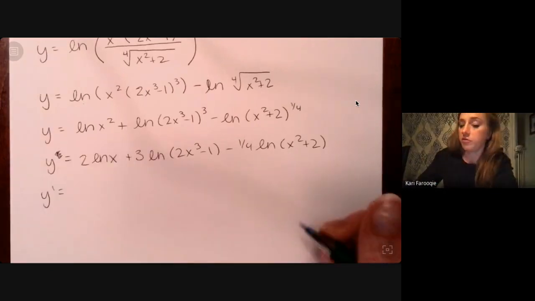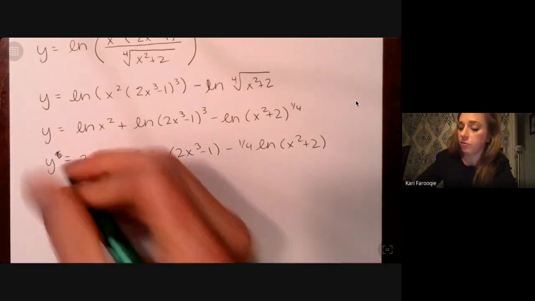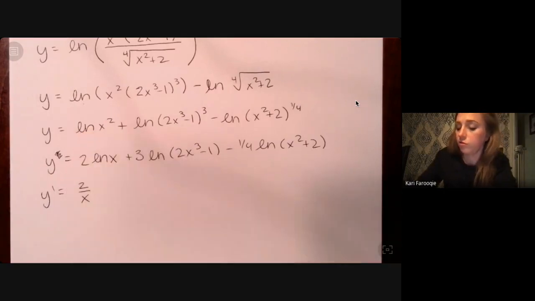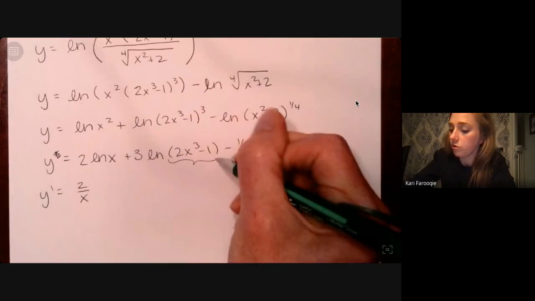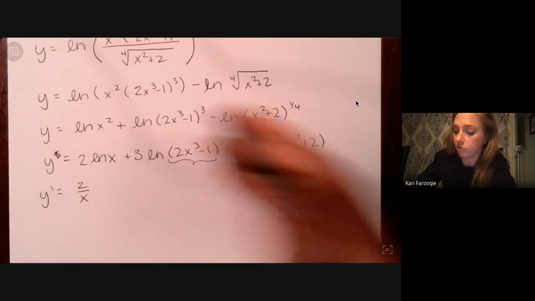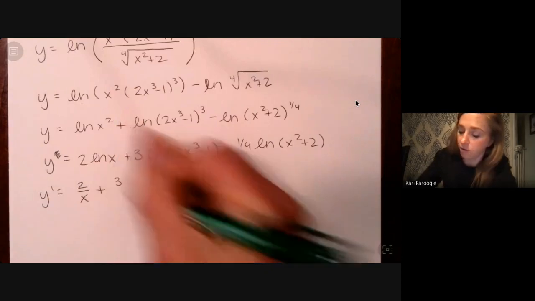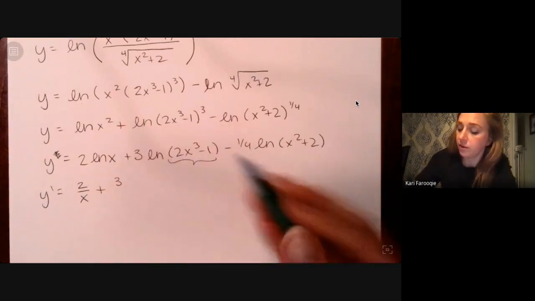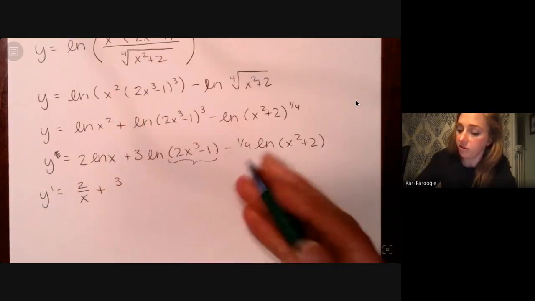Okay. So the derivative of ln x is 1 over x. You can write that as 2 over x. And then remember, we're taking u prime over u. So if you let u be 2x cubed minus 1, you can leave the 3 in the numerator. U prime is going to be 6x squared.